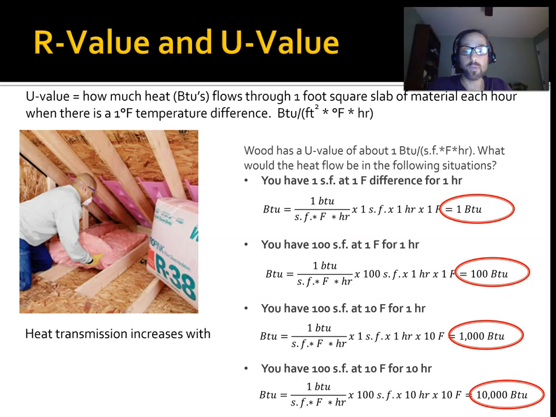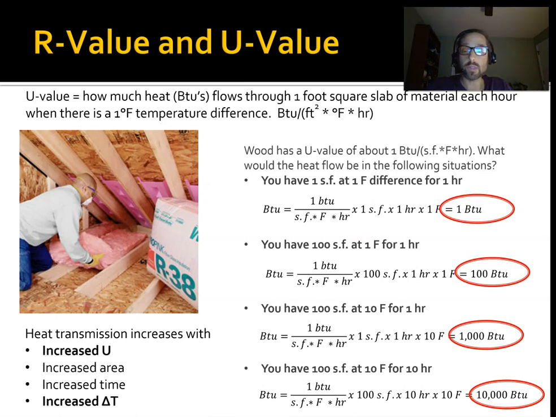Okay, so you can see what happens here is that heat transmission is going to increase, all else being equal. It's going to increase if you increase the U, if you increase the area, if you increase the amount of time, and if you increase the delta T. Try not to get confused by all this. It actually makes perfect sense, right? If I'm going to increase the surface area, of course I'm going to lose more heat. There's more opportunity for heat loss. If you're going to have that temperature difference for a longer period of time, more heat's going to flow through, right?